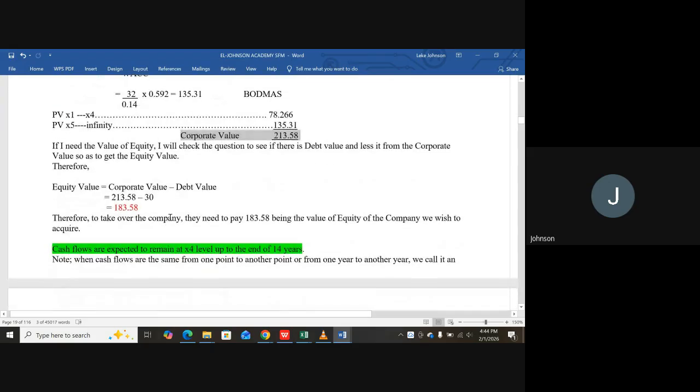So let's move further. If I need the value of equity, I will check the question to see if there is a debt value. I need to check if they've given me the debt value already. They must give me one for me to get the other. So I will check whether they have given me the debt value already, and I will need to deduct that debt value from my corporate value in order to get the equity value.